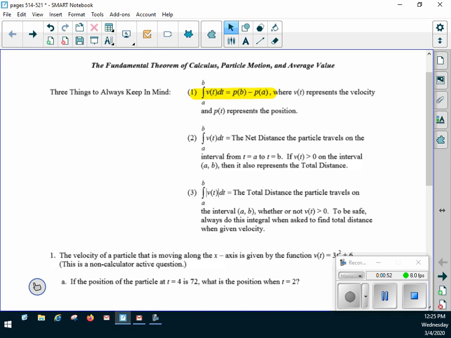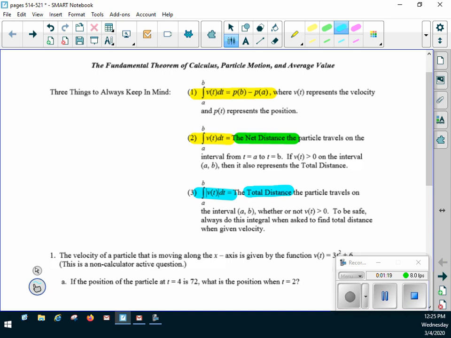Now, let's look at number 2. The integral from A to B of V of t dt is the net distance the particle travels on the interval from A to B. Now look here. The integral of the absolute value of V of t dt is your total distance. Now we're going to come back and talk about the difference between net and total distance with an integral.